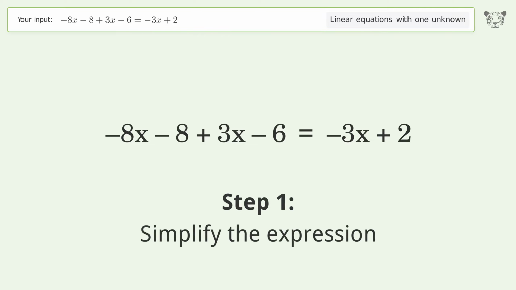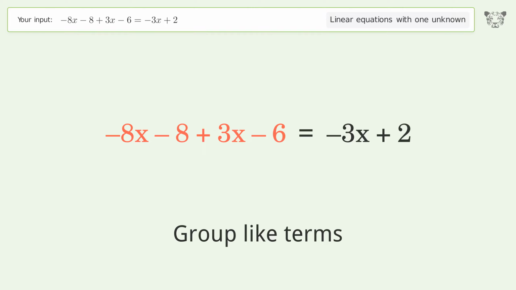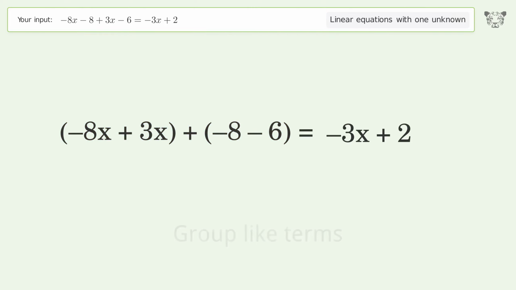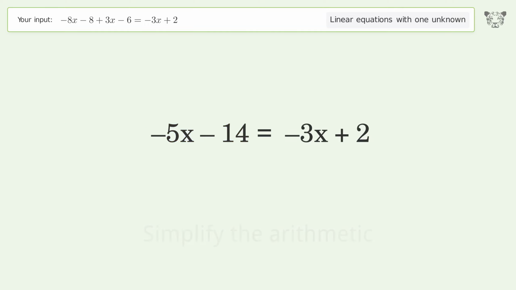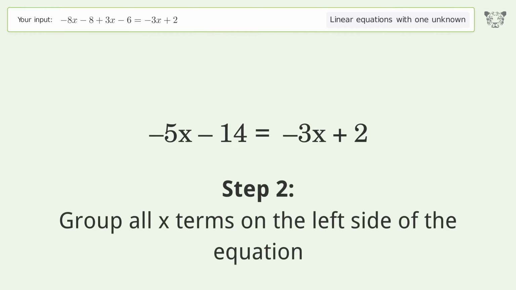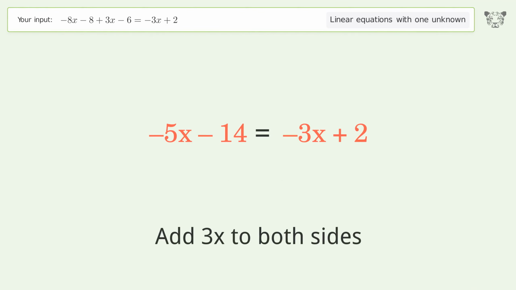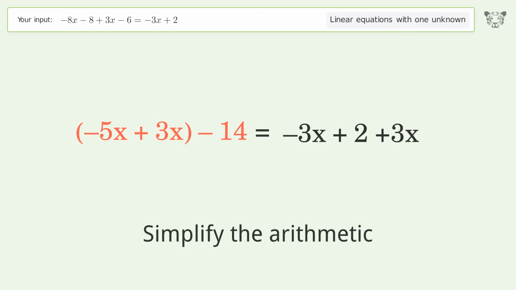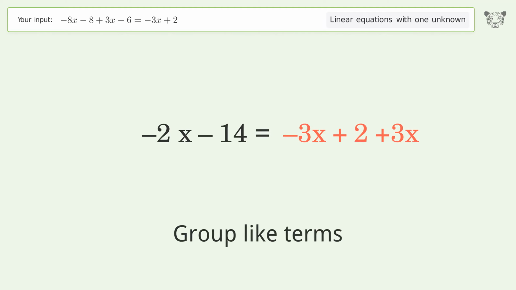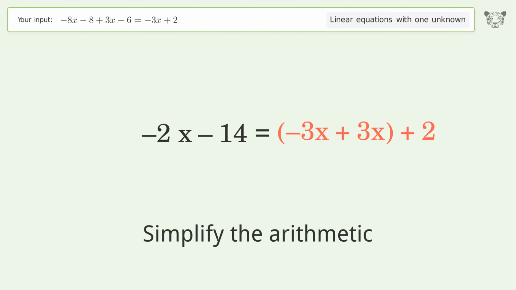Simplify the expression. Group like terms. Simplify the arithmetic. Group all x terms on the left side of the equation. Add 3x to both sides. Group like terms. Simplify the arithmetic. Group like terms. Simplify the arithmetic.